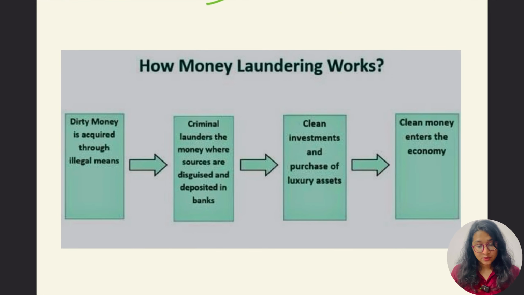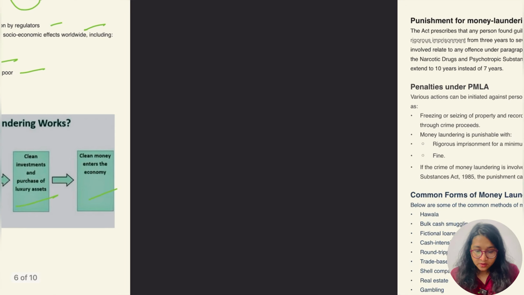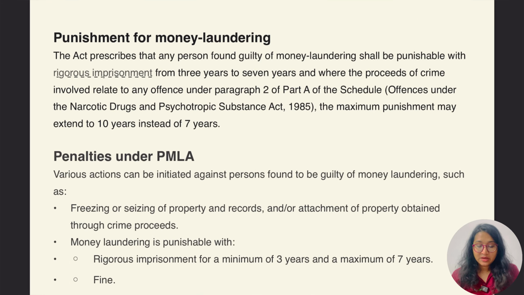Now, let's see how money laundering works. Dirty money is acquired through illegal means. The criminal launders the money, where the source is disguised, and deposits it in the bank. Then comes clean investment and purchase of luxury assets, and clean money enters the economy. This is actually how money laundering works.